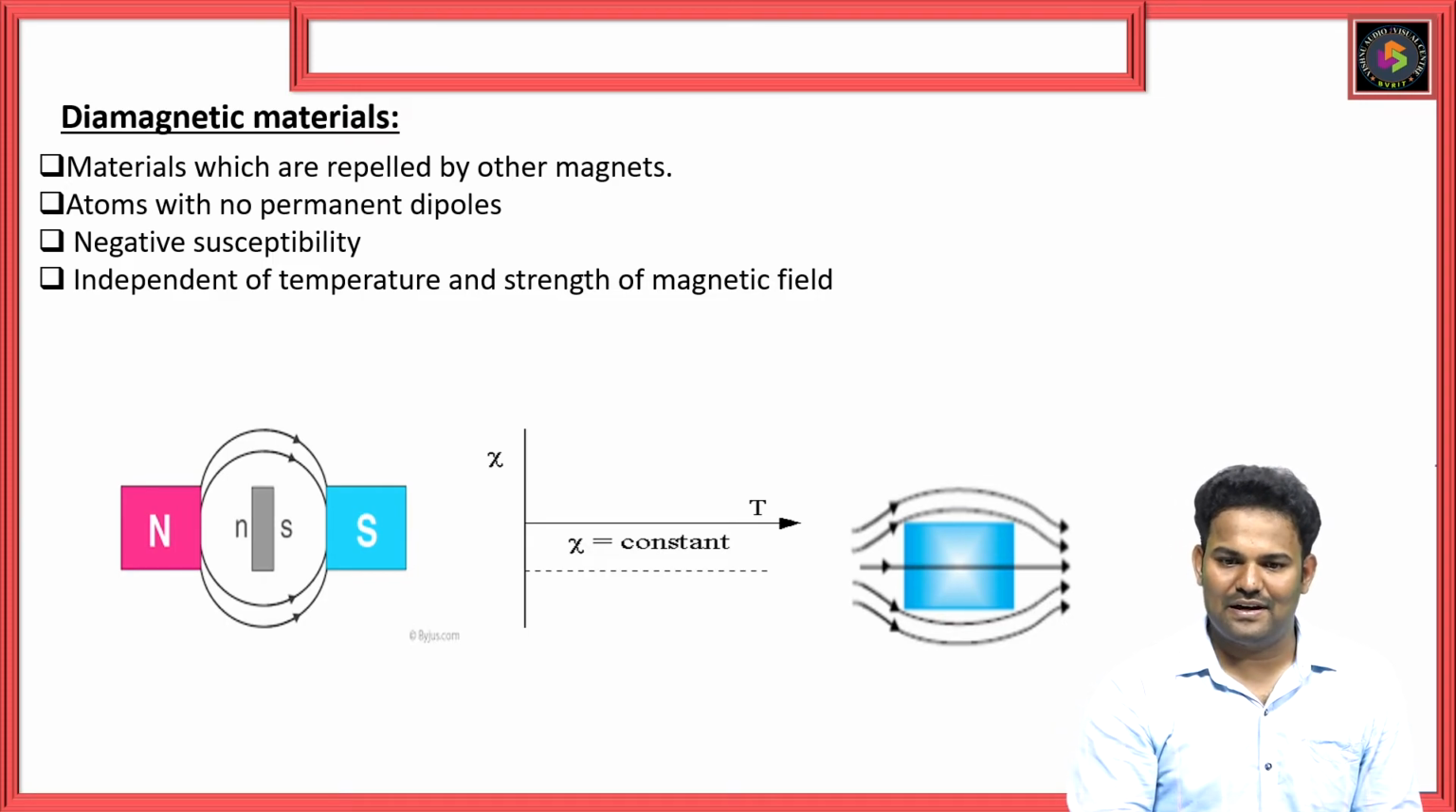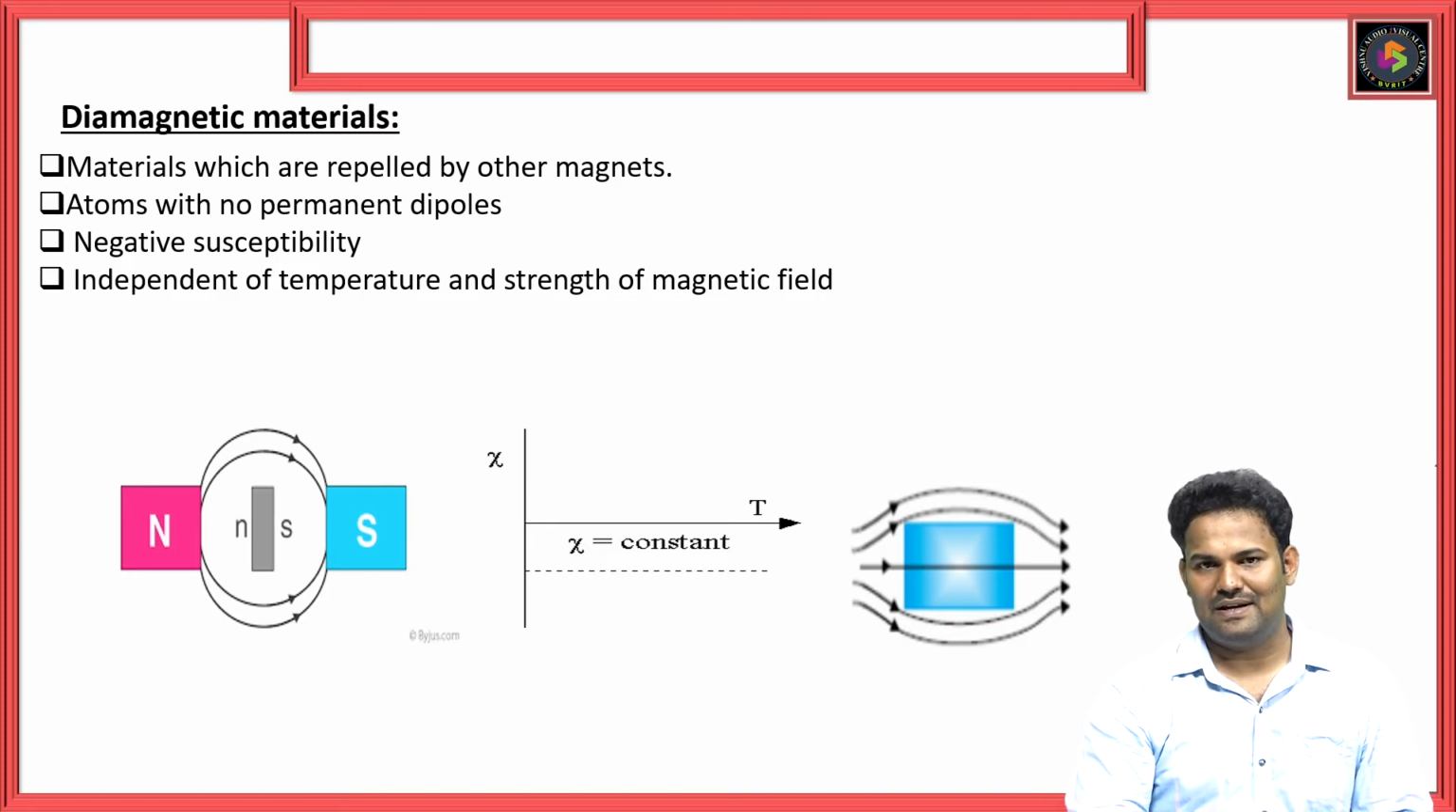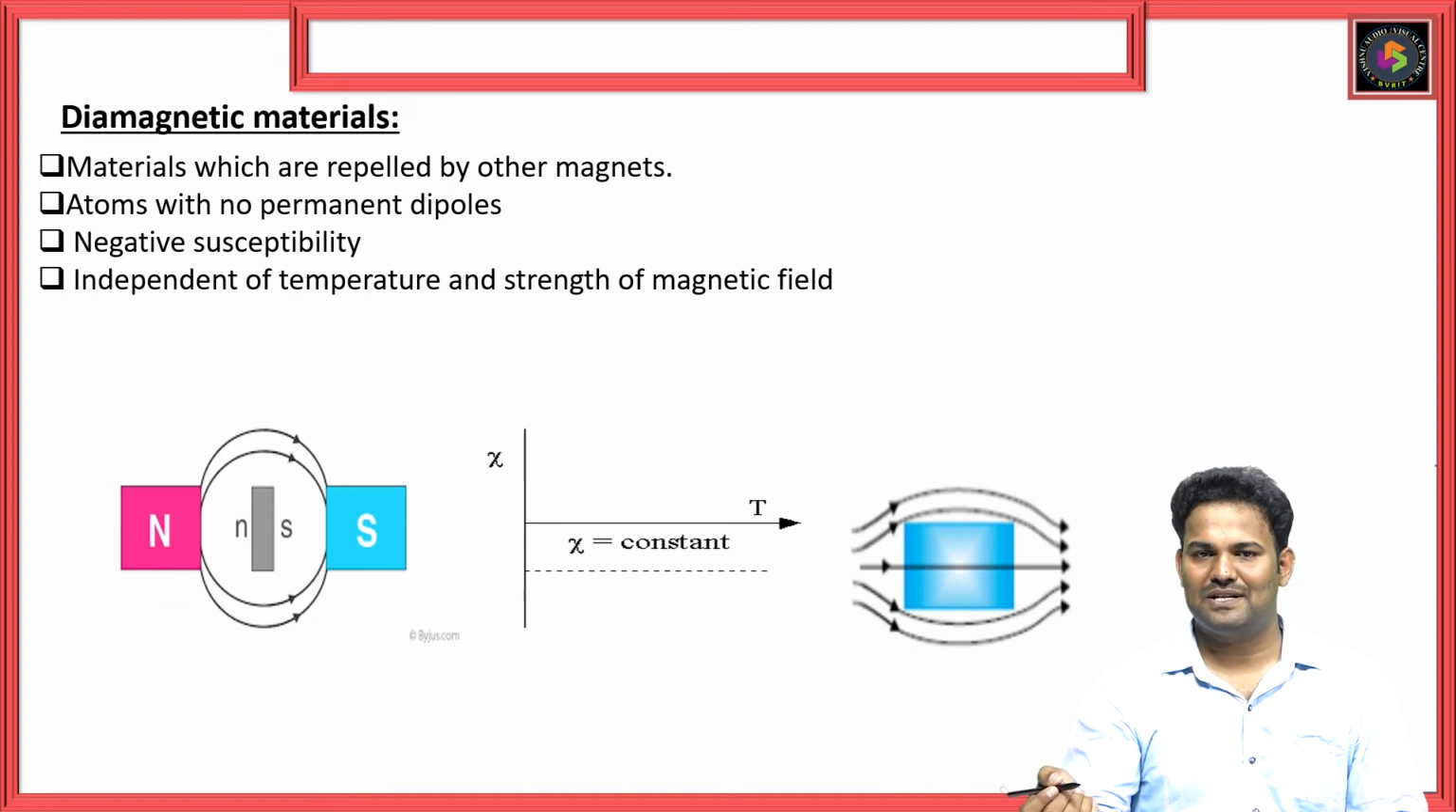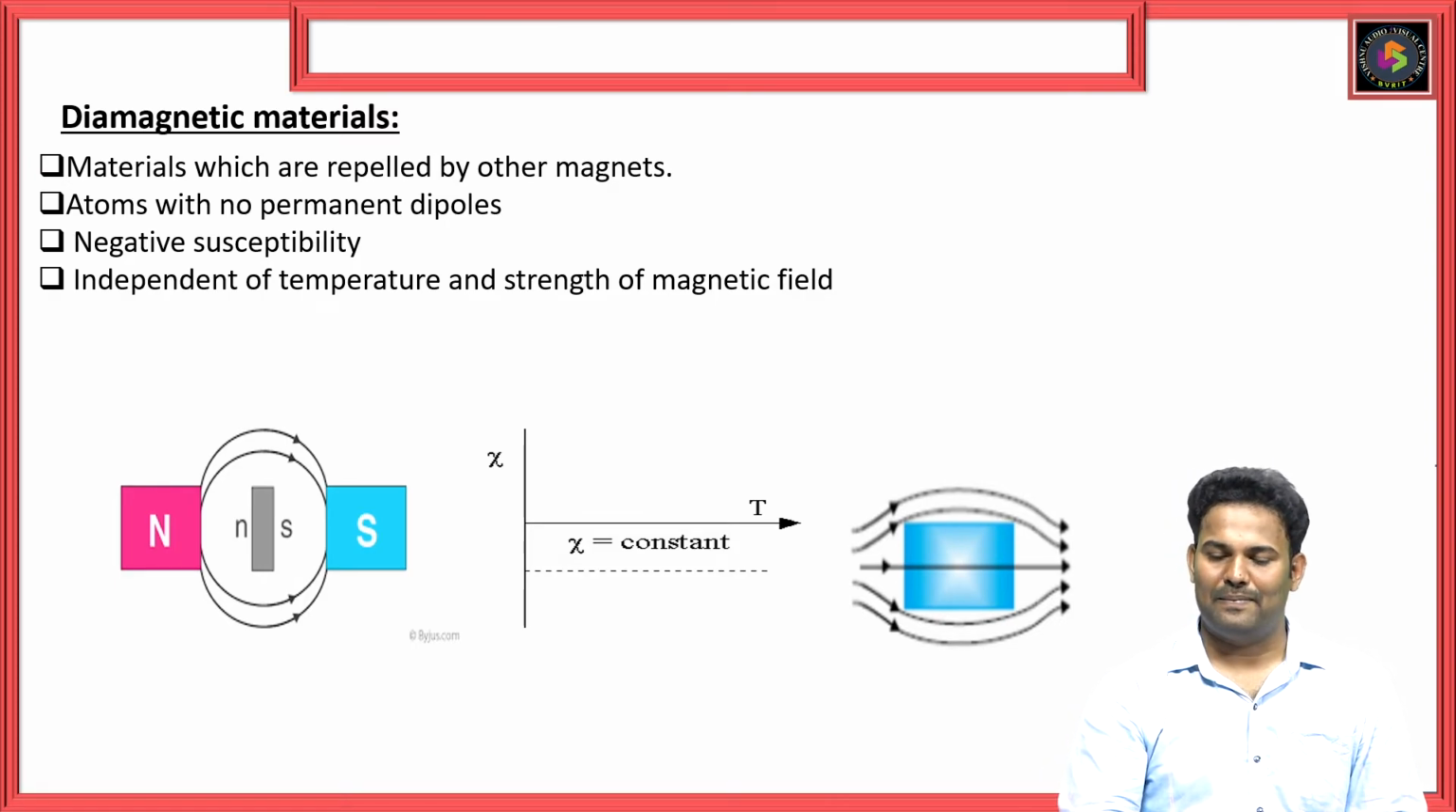If you are applying temperature to the diamagnetic material, we can see its independent nature. We apply the temperature, and we see a similar nature only. We apply the magnetic field, and we see a similar nature only. There is no change in the magnetic nature with respect to temperature or with respect to the applied field.